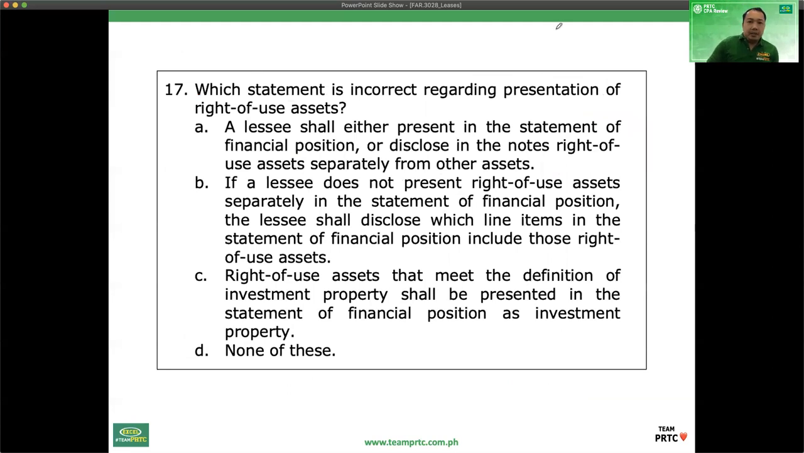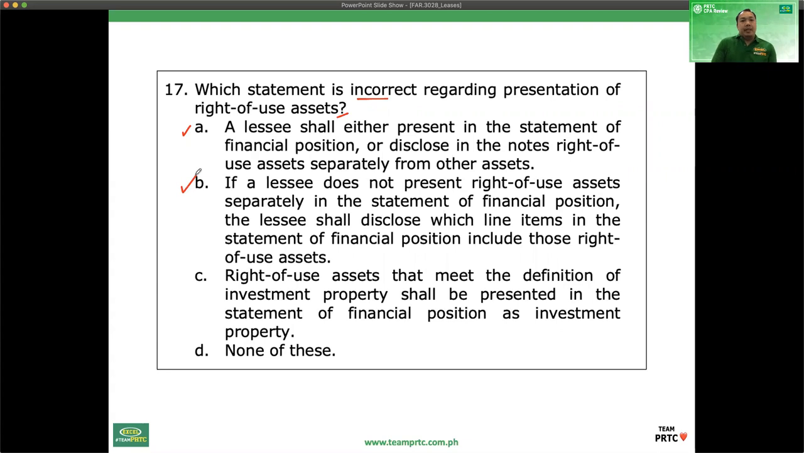Which statement is incorrect regarding presentation of right of use assets? So, paano ba mag-appear sa FS yung right of use assets na yan? A is a correct statement. A lessee shall either present in the statement of financial position or disclose in the notes right of use assets separately from other assets. So, yung right of use asset na yan, okay, pwedeng line item siya sa balance sheet or pwedeng i-disclose lang sa notes. Pero dapat separate from other assets.